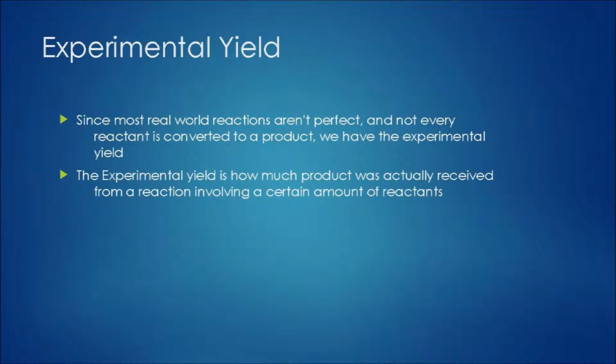On the other hand, we have experimental yield. Experimental yield is here because the world isn't perfect. We have many variables that can't always be accounted for when conducting a reaction, and so when we go and conduct a reaction as chemists, we don't always end up with a perfect amount of product that we get from a certain amount of molecules. This is why we have experimental yield. Experimental yield tells us how much of an actual product has been received from a reaction containing a certain amount of reactants.